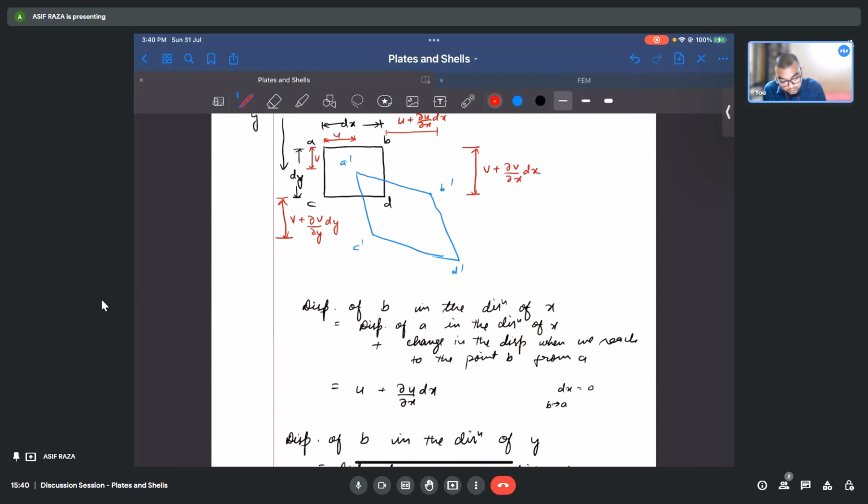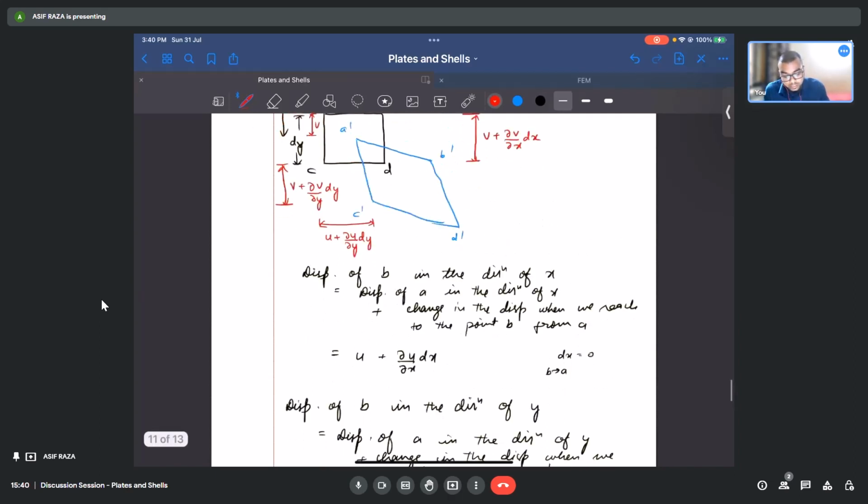If you follow the same logic, we'll get the displacement of C to C dash as u plus ∂u/∂y dy, since we move along the y direction in this case. Now suppose we want to find the displacement of D to D dash in the direction of x and y, what will it be?